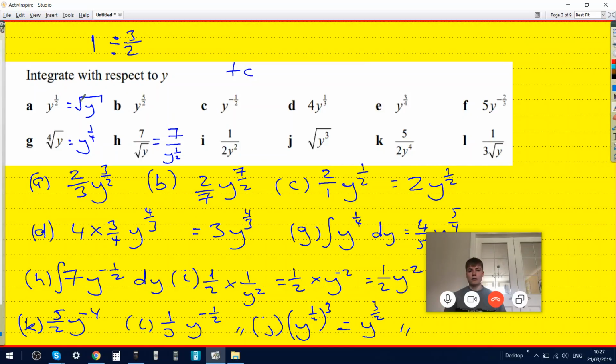So to the power of 1/2 is the same as square root. And so 4th root of y is the same as y to the 1/4. And the integrating bit isn't difficult. What's good about this is we also revised indices and surds as well. So a lot of this is indices and surds.